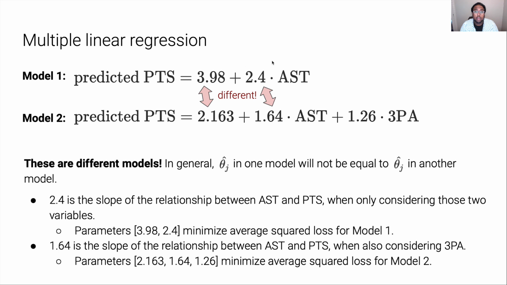2.4, for instance, is the slope of the relationship between assists and points when only looking at assists and points. 1.64 is the slope of the relationship between assists and points when also considering 3-point attempts. So I just want you to remember this. When we add or remove features, the coefficients will likely all change.